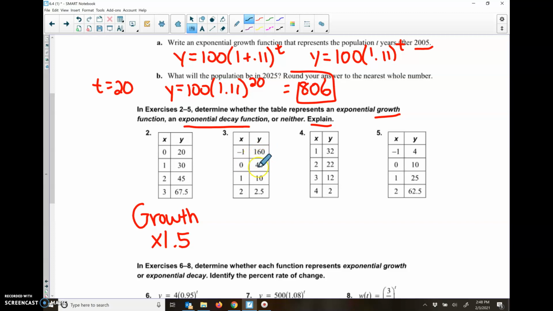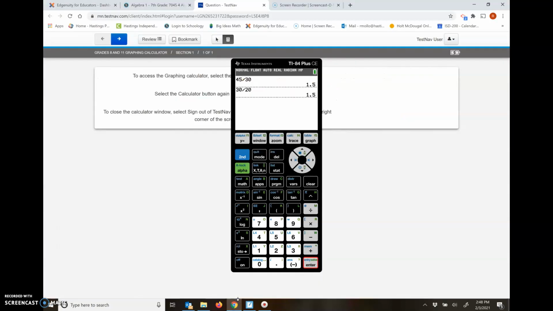Here now our numbers are 160, 40, 10, and 2.5. Well, those numbers are going down, so this is a decay problem. And again, it's not a subtracting problem. That's minusing 120, that's minusing 30, that's minusing 7.5. So it's not decaying by the same amount every time. So I'm going to do the same thing.